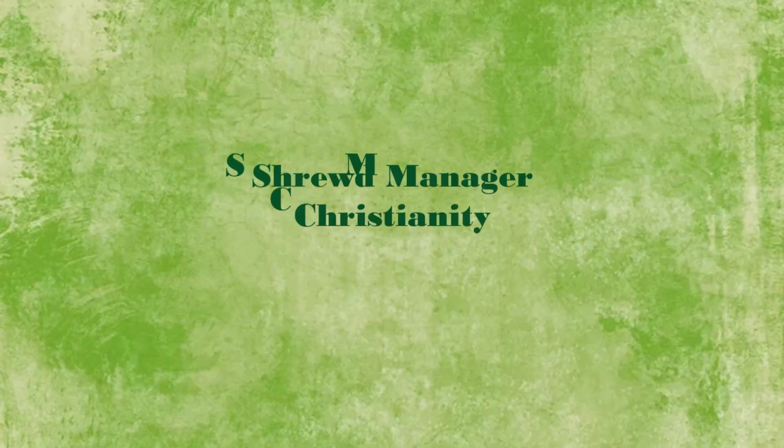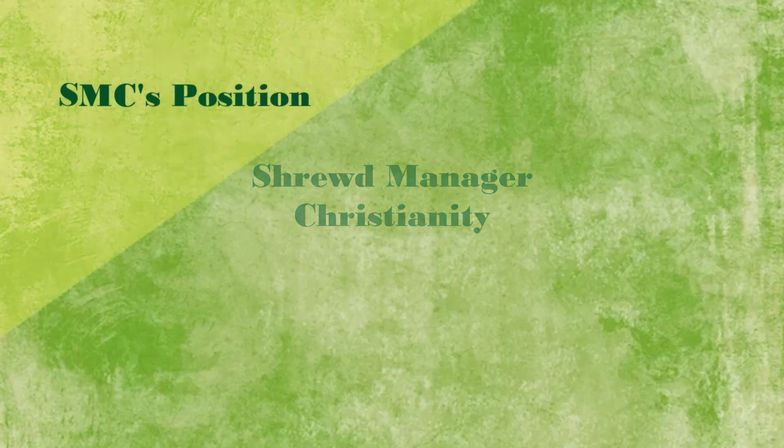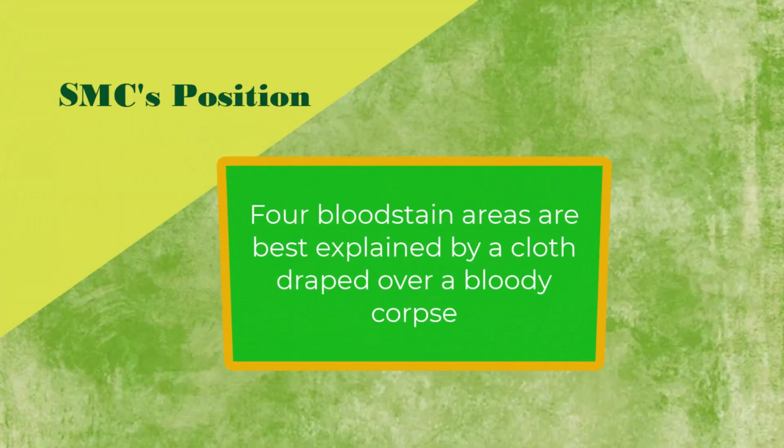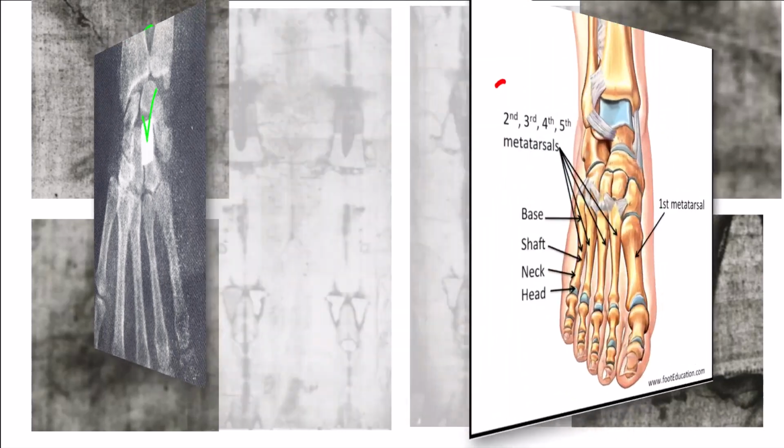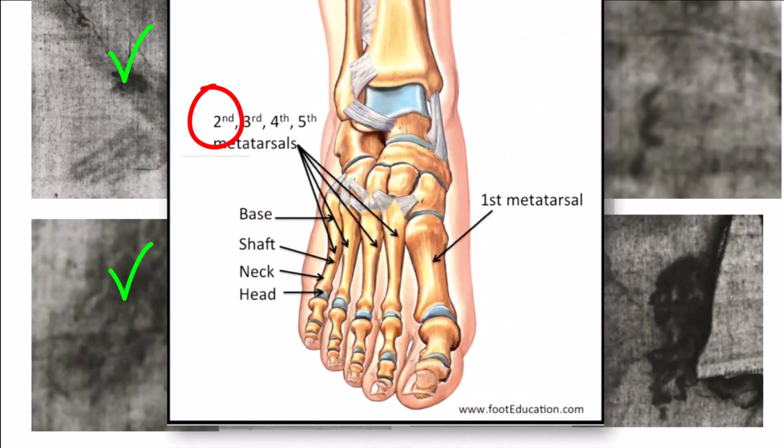Shrewd Manager Christianity's Position. Four bloodstain areas are best explained by a cloth draped over a bloody corpse. There are many examples where the bloodstains precisely overlay the image. The wrist stain marks Destot's space. The foot stain marks the second metatarsal. And the side wound stain marks the fifth intercostal. This is exactly what we should see if the shroud wrapped a bloody corpse.